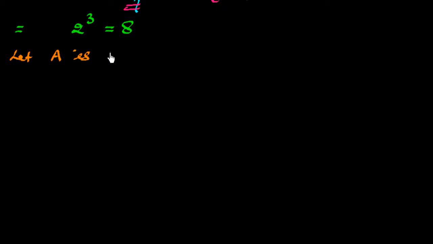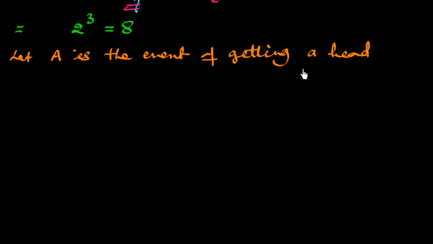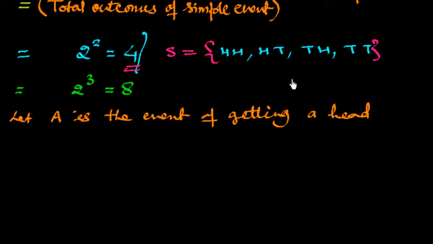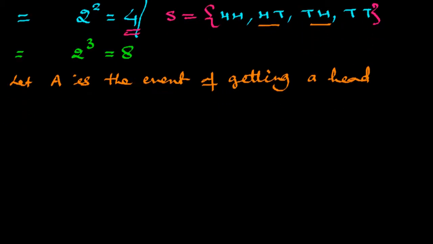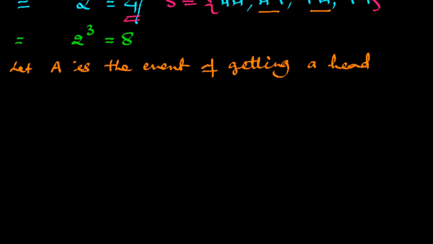Let A be the event of getting one head. Look at here, we have one head here and here. In 2 places we have only one head. There is a case of 2 heads and a case of no head. So we have 2 favorable outcomes here. So the probability of A is equal to 2 over 4, as the total number of outcomes is 4. So we get 1 by 2.